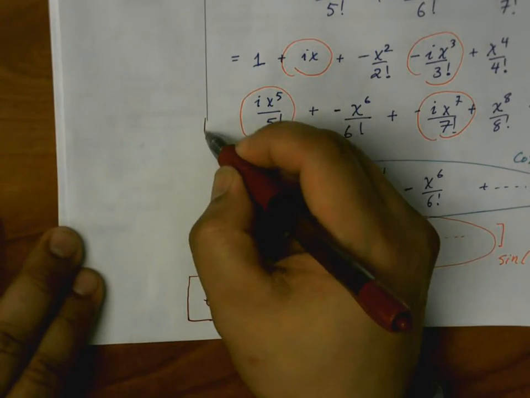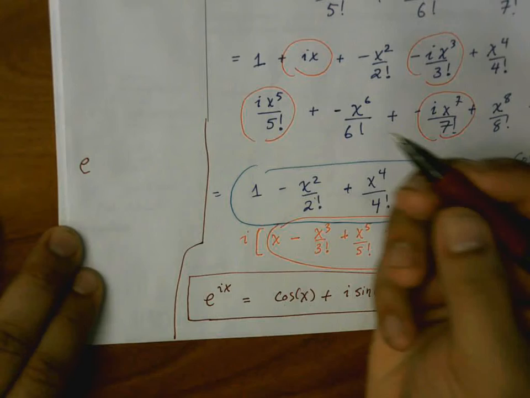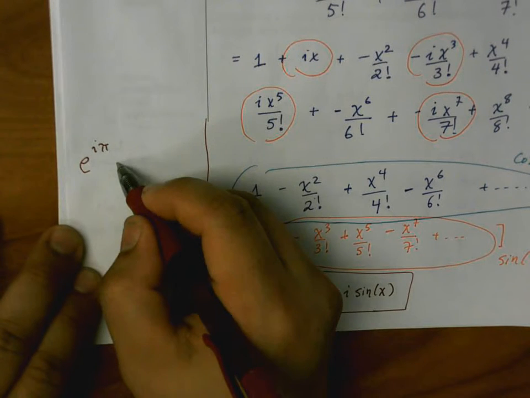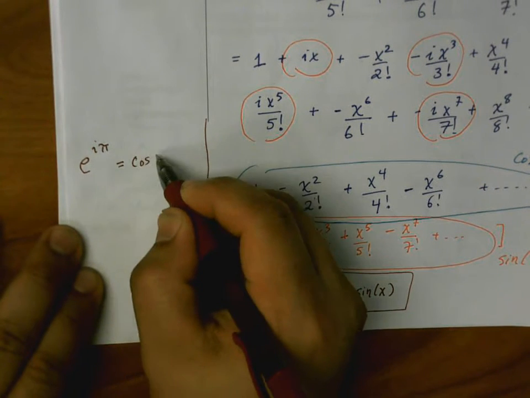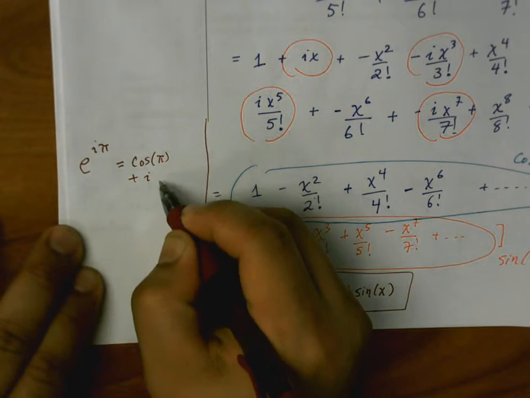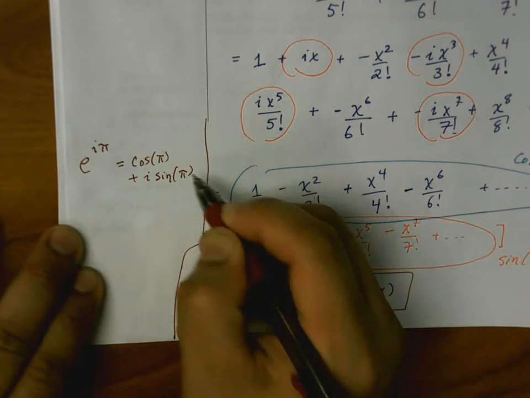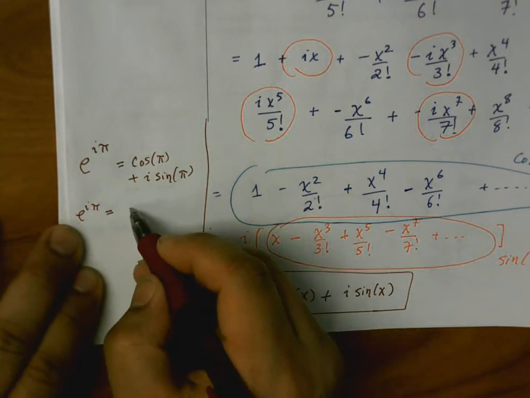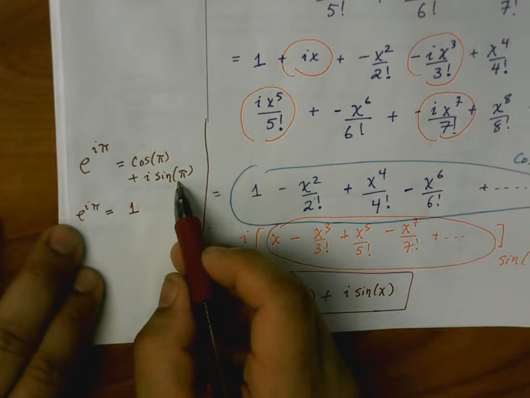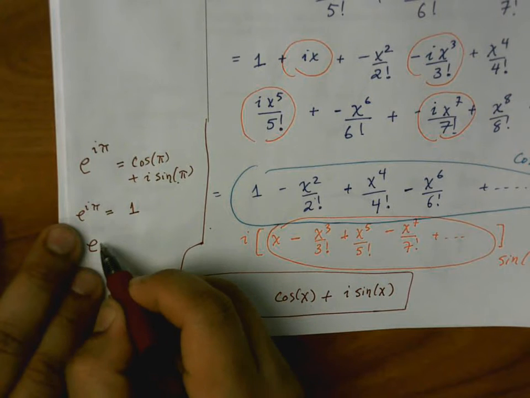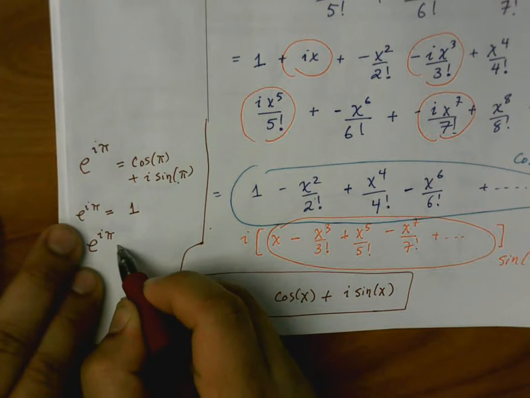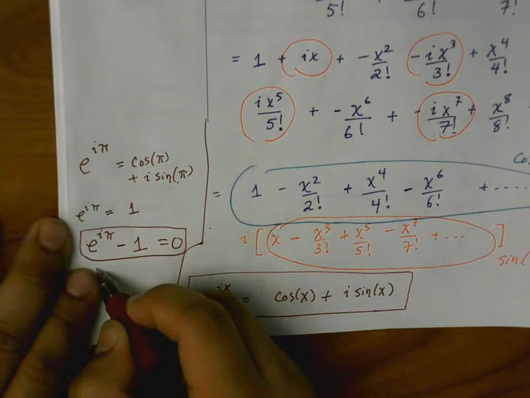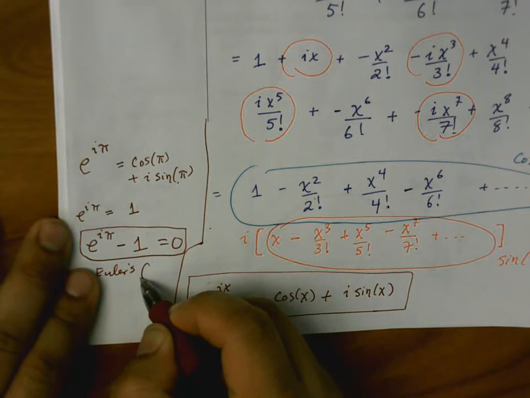Let's see what we have when we get e to the i pi. In other words, we put in pi for x. Well, that's going to be equal to the cosine of pi plus i times the sine of pi. So e to the i pi then is equal to cosine of pi is just -1 and sine of pi is just 0. So we can rearrange this a little bit and say that e to the i pi plus 1 equals 0. And this is otherwise known as Euler's formula.